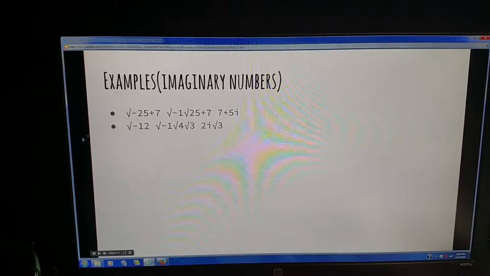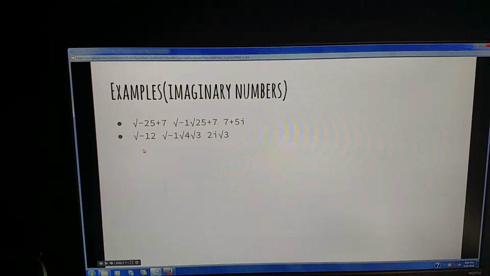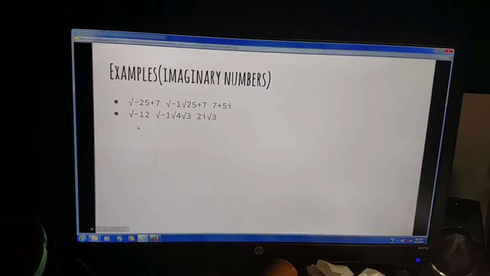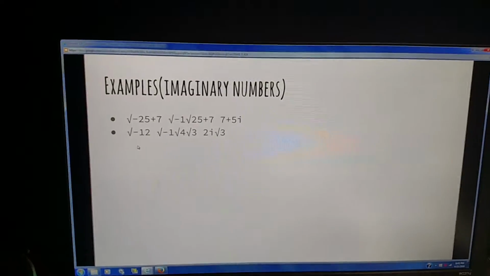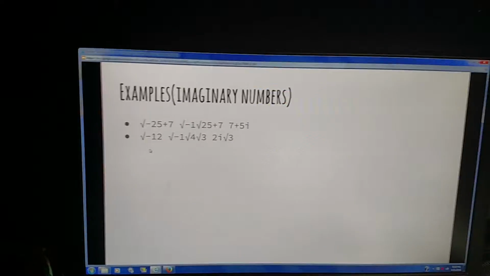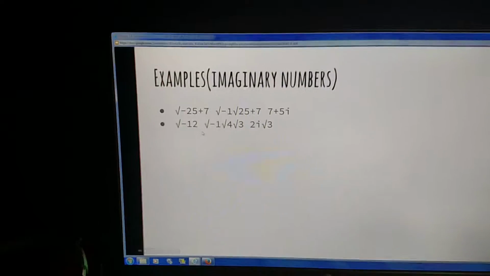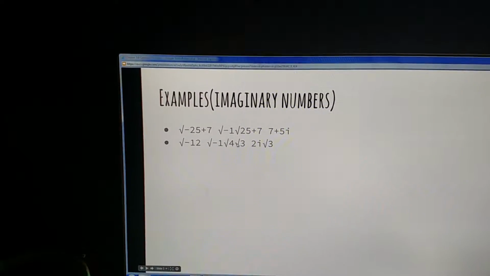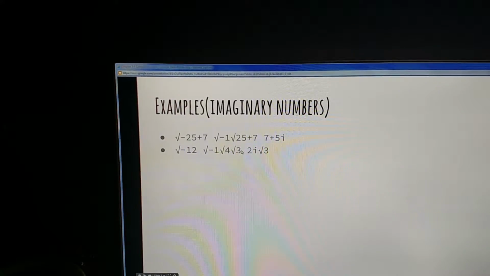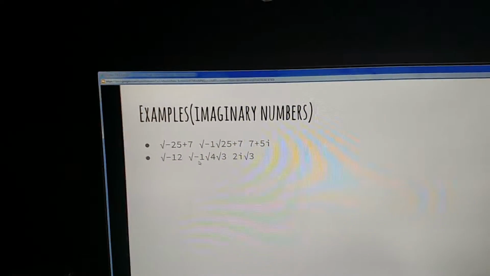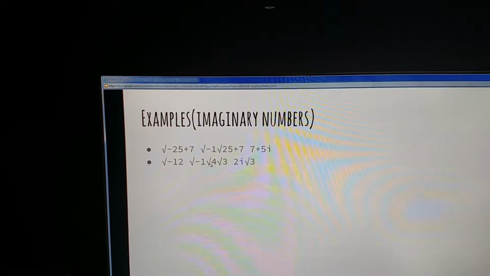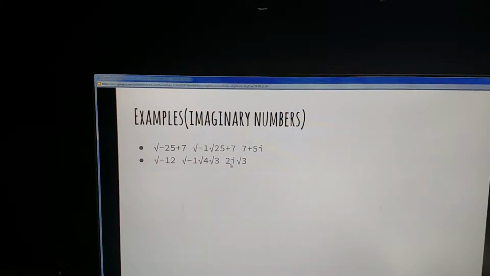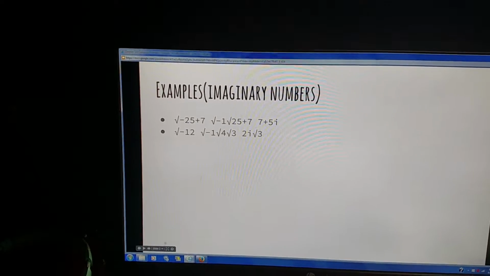And same thing for this one here. There's a -12 underneath the square root, and we can't have that. So we usually just break it down: a -1, a 4, and a 3, since 4 and 3 make 12. The -1 becomes an i, the 4 becomes a 2, and therefore we have 2i square root of 3.